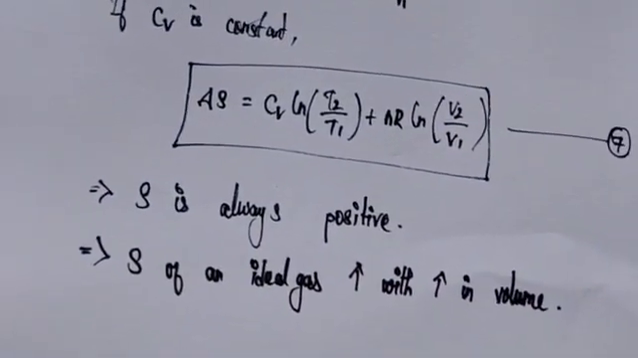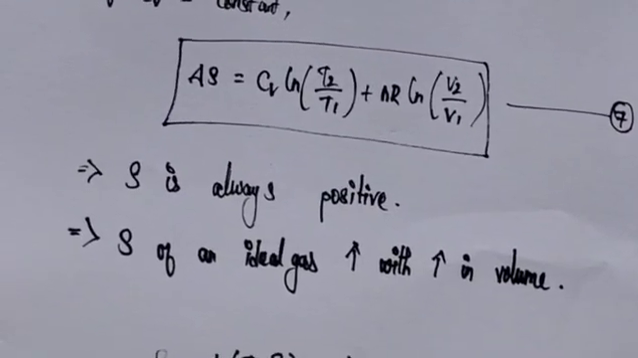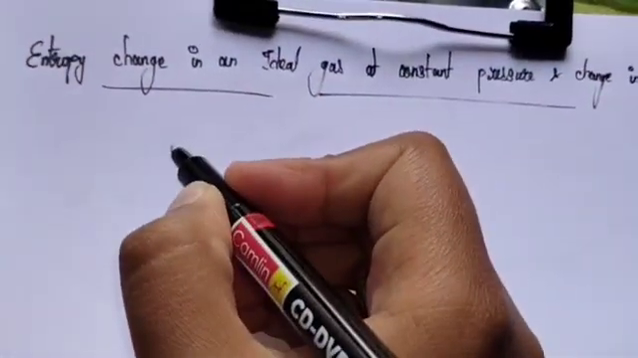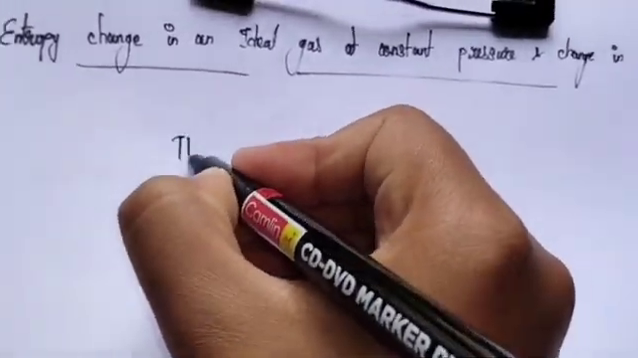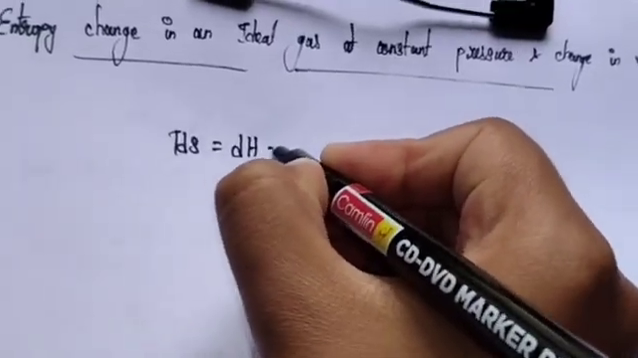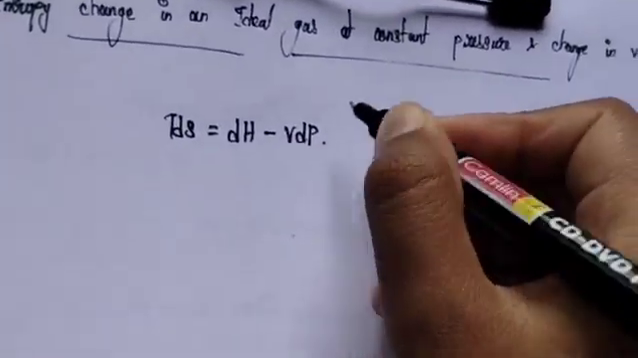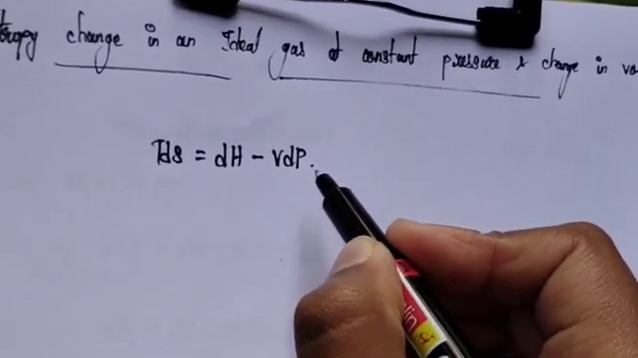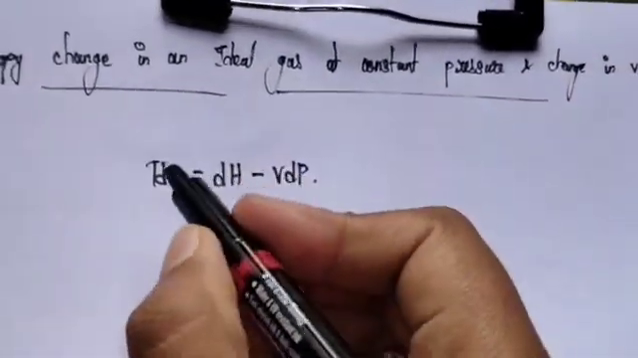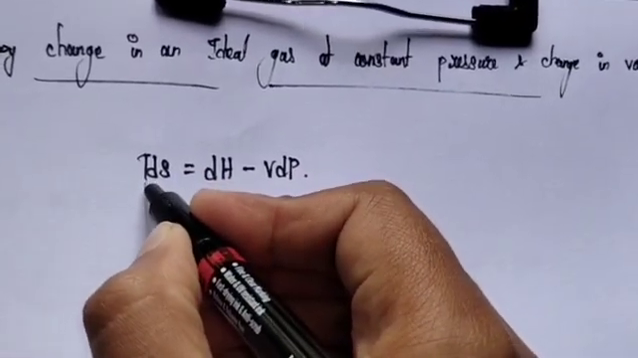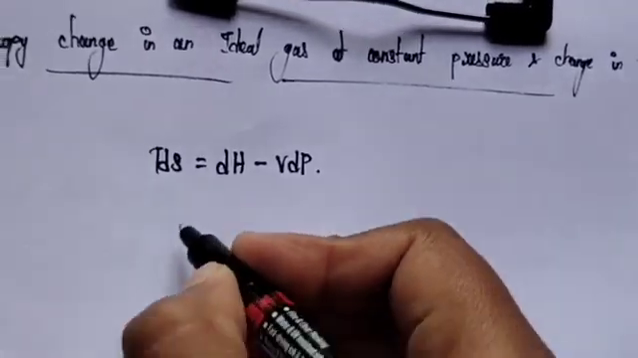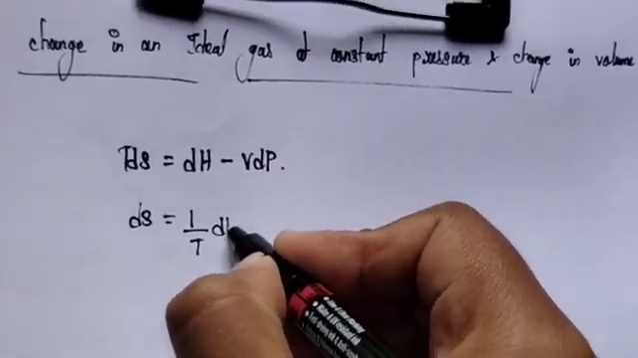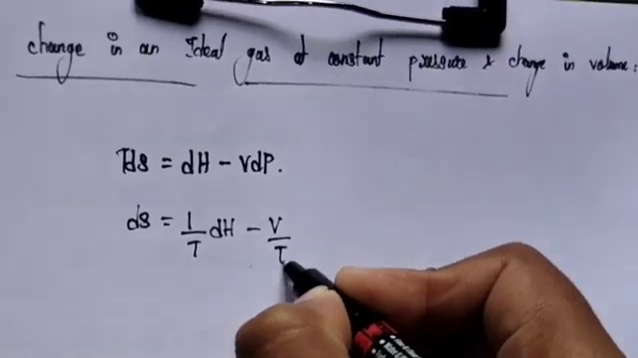Next we are going to see the equation for entropy change in an ideal gas at constant volume and change in pressure. Now the entropy change in an ideal gas is expressed as TdS is equal to dH minus VdP, where T is temperature, S is the entropy of the system, H is enthalpy, V is volume and P is pressure. Now taking the value of dS, that means we are moving T to the right hand side from the left hand side. So dS is equal to 1 by T into dH minus V by T into dP.